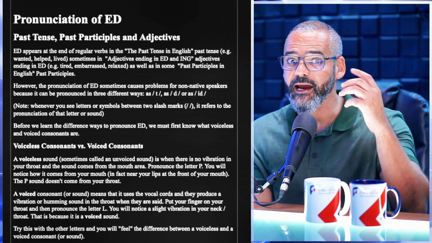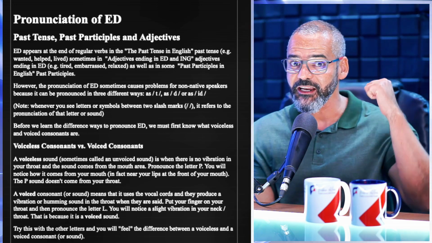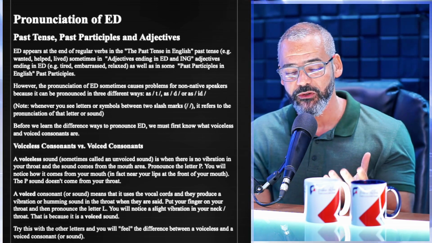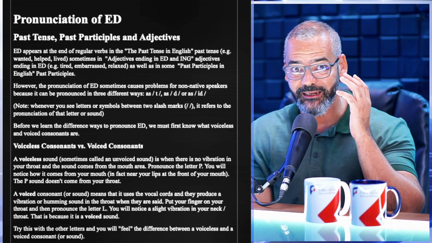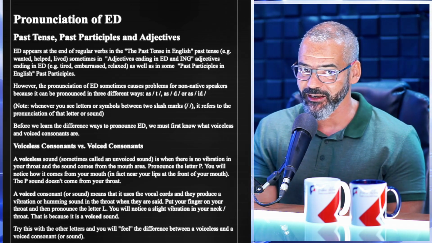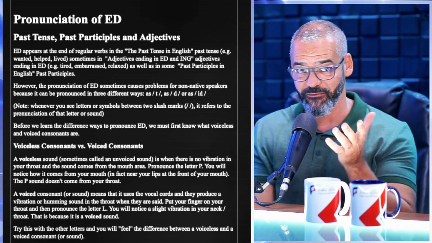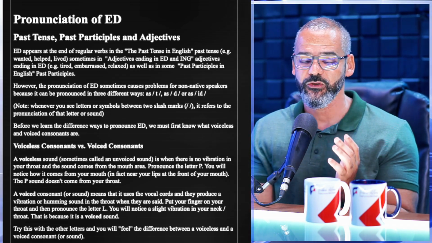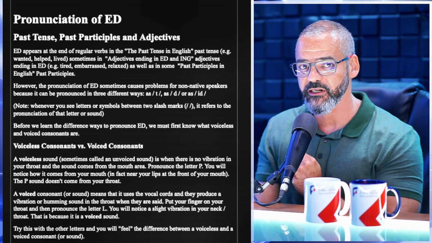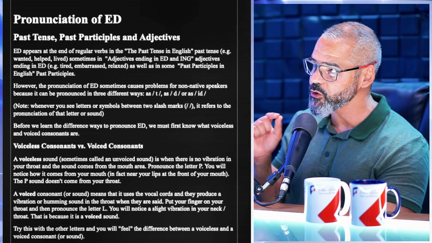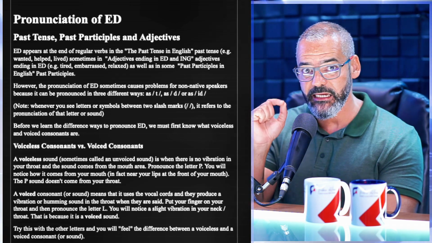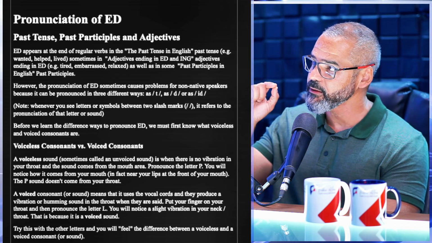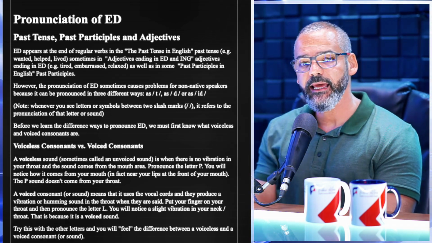So you have to go back. You're going to see my previous class where I explained to you the differences between the letters and the sounds of the letters. Because the letter, for example, in this case, is letter V, but the sound is V. So here it's pronunciation of ED. But as I told you, you can have ED for the past tense, the past participles, and adjectives.